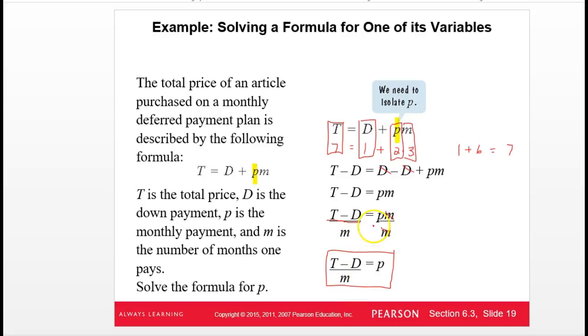So T minus D would be 7 minus 1, divided by M, and M is 3. And we want to know, is that equal to P, which is 2. And again, we see it is. 7 minus 1 is 6, and 6 divided by 3 is 2. So, not a requirement by any means, but just an easy way to check that you've isolated these variables by themselves correctly.